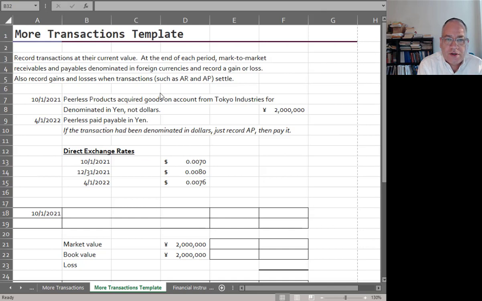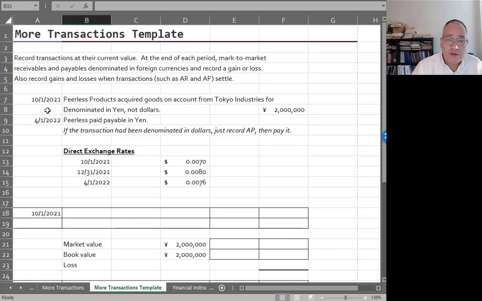Now, let's consider some more advanced transactions. We're going to record transactions again at their current value, and then do mark to market at the end of each period, so that the balance sheet is all recorded at market value. And then again, we're going to adjust to market value before we settle any receivables and payables.